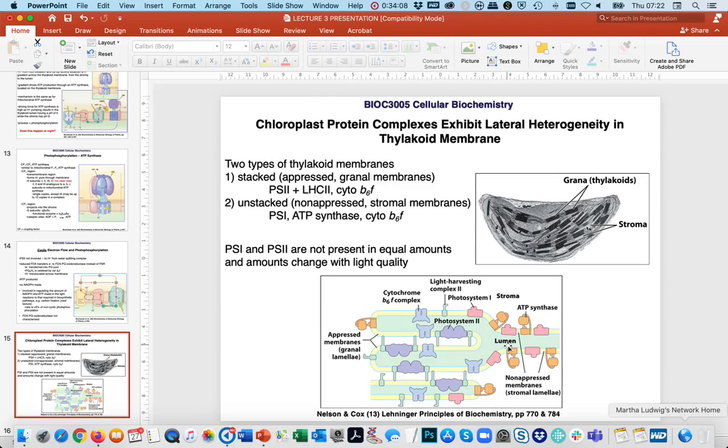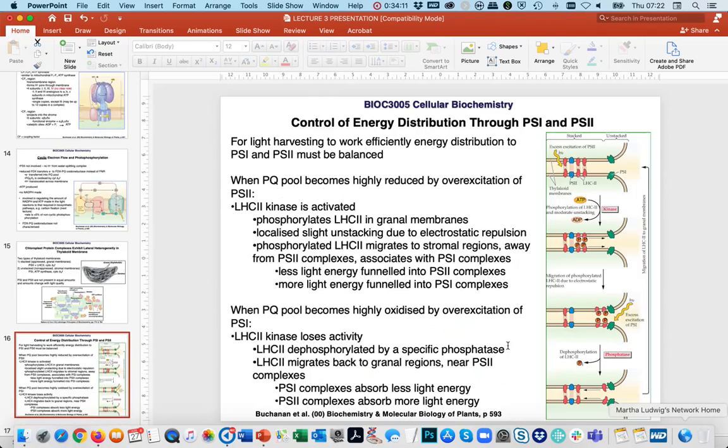So, how does this fit together with the function of light harvesting? For light harvesting to work efficiently, energy has to be distributed in a balanced way between photosystem I and photosystem II. Not equally distributed, but balanced distribution. Okay? So, when we think about light energy coming in and hitting photosystem I and photosystem II, some light energy is going to be more optimal for photosystem II to absorb than photosystem I.